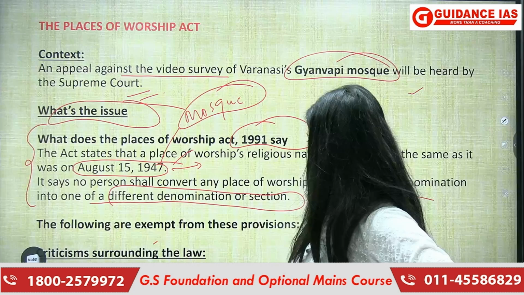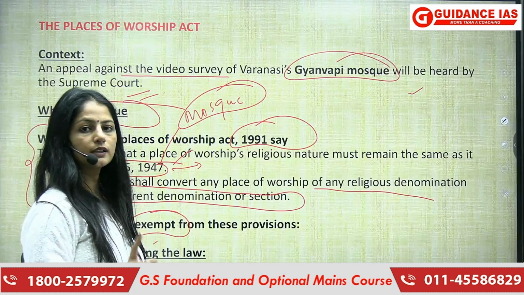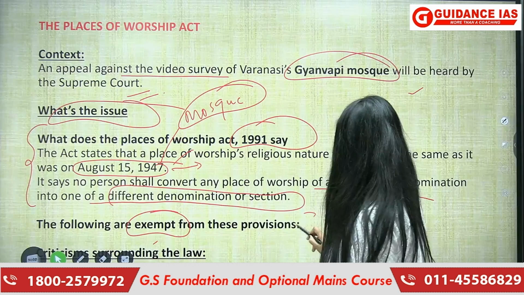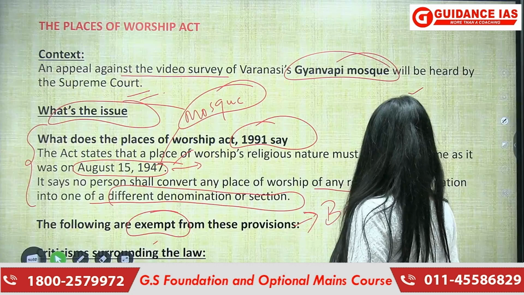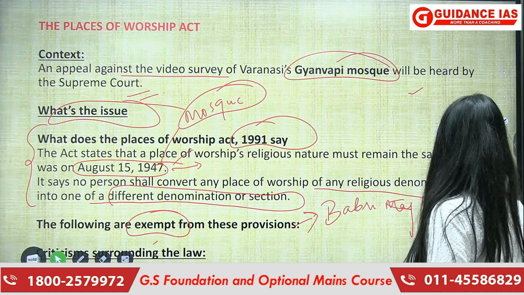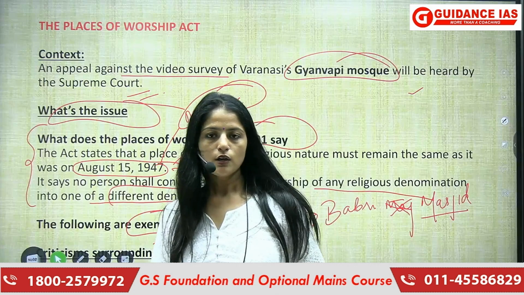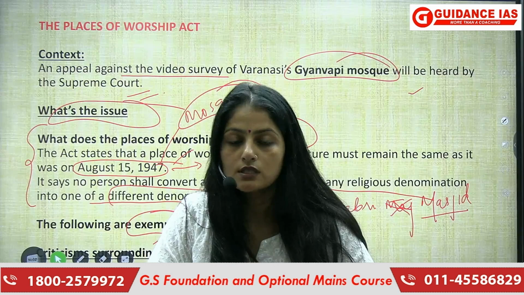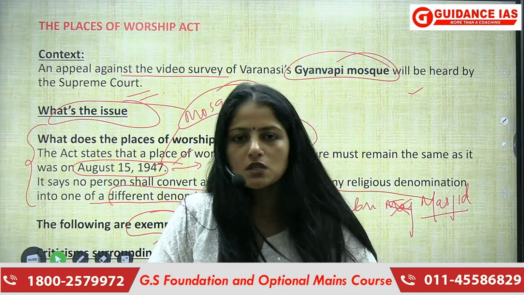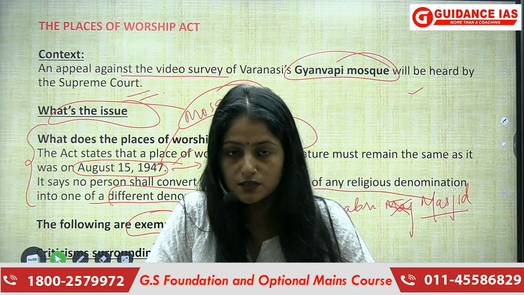Now, there are certain exceptions also to it. What are those exceptions? Actually, there is one biggest exception. The biggest exception was given to Babri Masjid, right? Now you might ask why this exception was given to Babri Masjid. 1991 ke Act se bahar rakha gaya Babri Masjid case ko, because it was kept aside, I feel, because of political reasons, because it was a very sensitive topic. I think that is the reason why it was kept out of the Act.